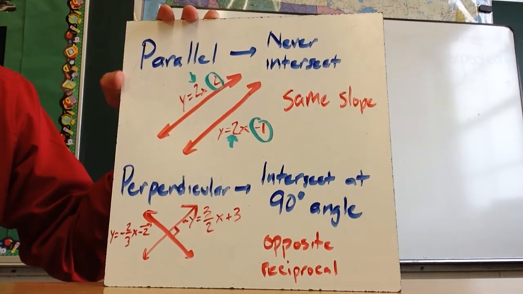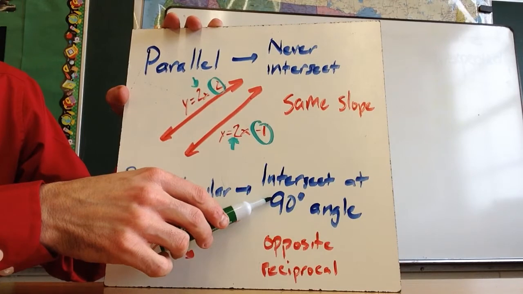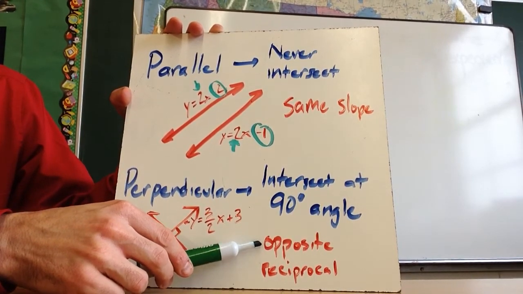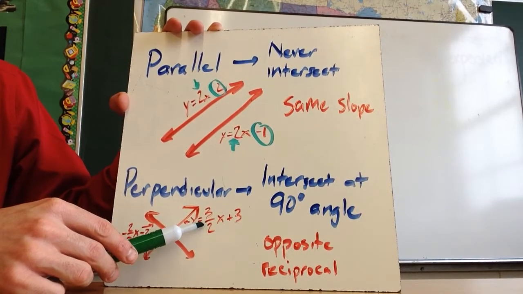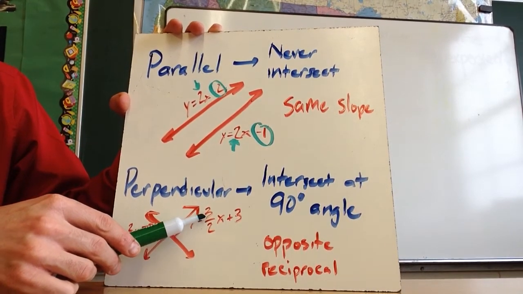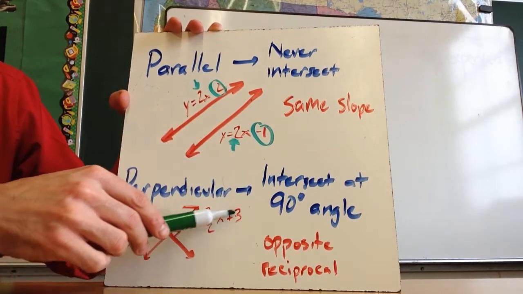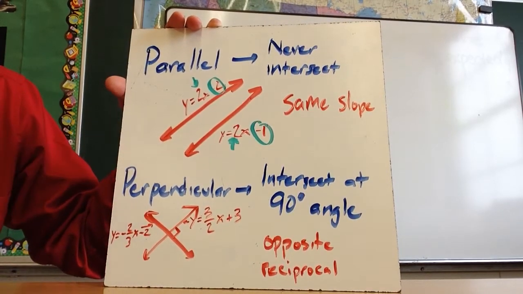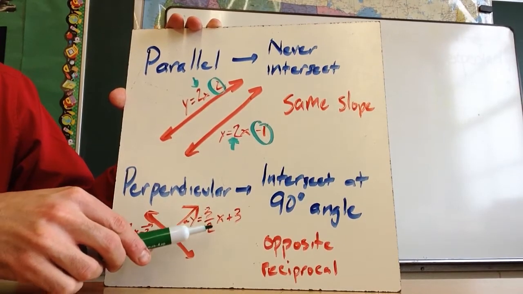And if you look at perpendicular lines that intersect at a 90-degree angle, they have slopes that are what we call opposite reciprocals. So the idea is that if this slope is 3 over 2, so it's 3 over 2x plus 3, this is my m, my slope, and that's my y-intercept. Keep in mind the y-intercept for these two is meaningless for you. So the slope is 3 halves, or 3 over 2.